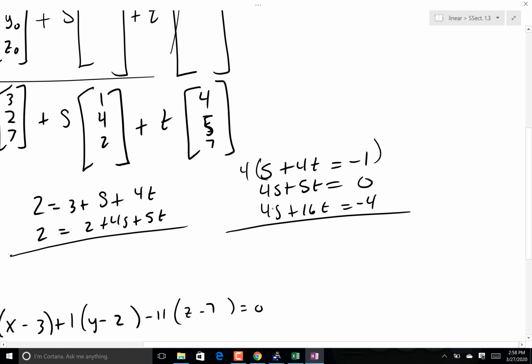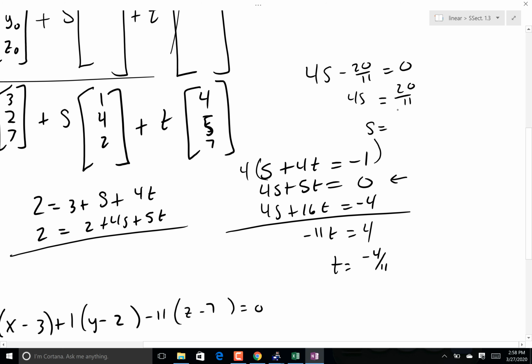Yeah, right. 4 minus 4 is 0. 5 minus 16 is -11t. 0 minus a minus 4 is 4. So I believe t is -4/11. 4s minus 20/11 equals 0 if I plug it into here, I believe. And so you get 20/11 equals 4s, s equals 5/11, I believe.